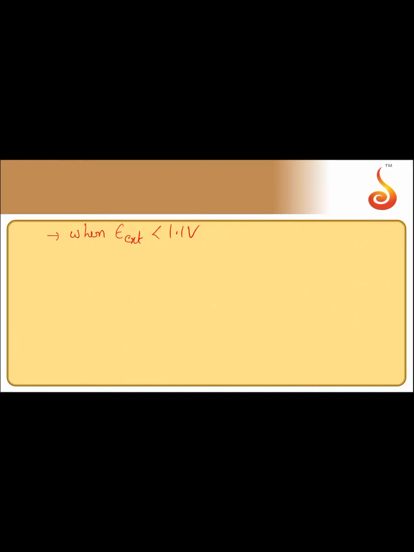Now, if the external potential is less than 1.1 volt, then what will happen? Normal reaction will take place. That means zinc will undergo oxidation, copper will undergo reduction. So electrons flow from zinc to copper. Hence current flows from copper to zinc.